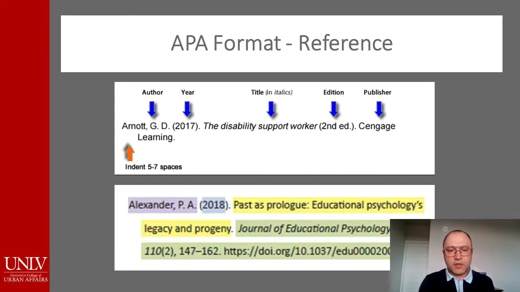The next type of citation is the reference section. In the reference section, you need to put the last name first, followed by the first name, and then put the year of publication in parentheses, followed by a period, and then the title in italics. Also, when you have an article published in a journal, you can put the DOI address at the end of the reference, and indent the first line of the reference five to seven spaces.